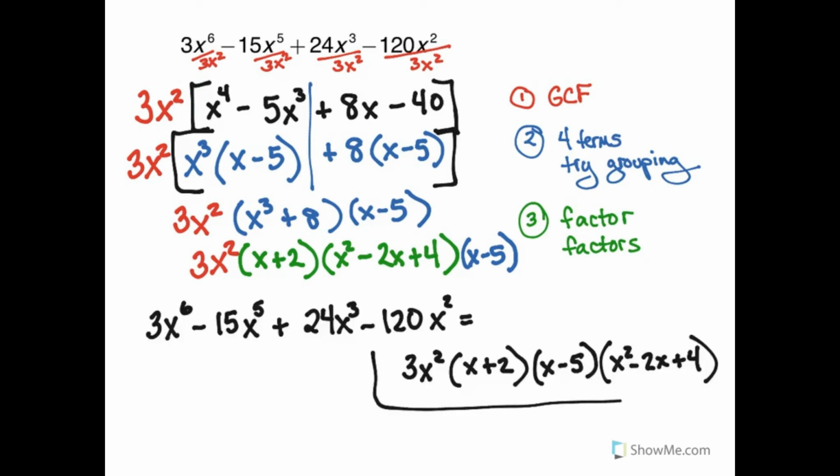So I've rewritten all the factors and put the quadratic at the end. And let's see, I started with a 3x to the 6th, so I have an x squared, and another x makes x to the third, and another x makes x to the fourth, and then x squared makes x to the 6th. Looking good.